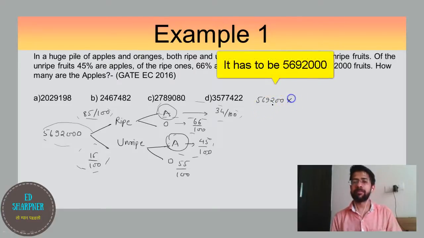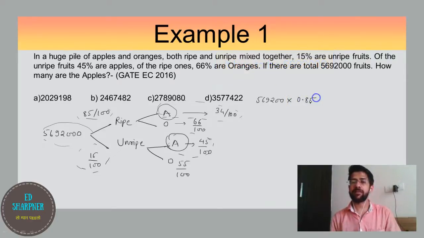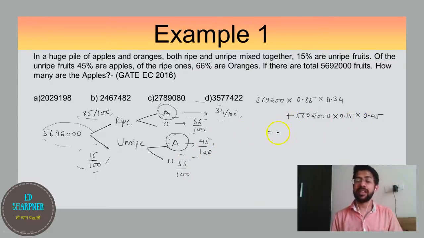569200 multiplied by the fraction of ripe fruits, that means 85 by 100 or 0.85, multiplied by the fraction of apples, which is 0.34. Now we want unripe apples, which is again 569200 multiplied by the fraction of unripe fruits, which is 0.15, multiplied by 0.45. If I do this, I'll get the total number of apples in the huge pile.